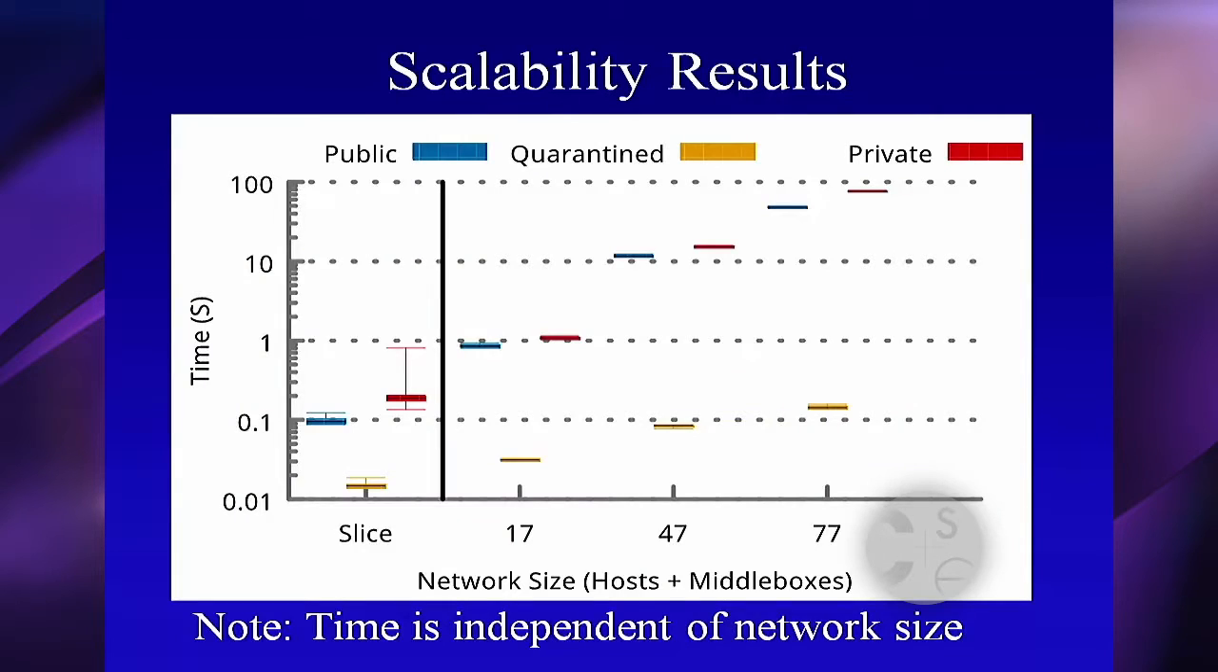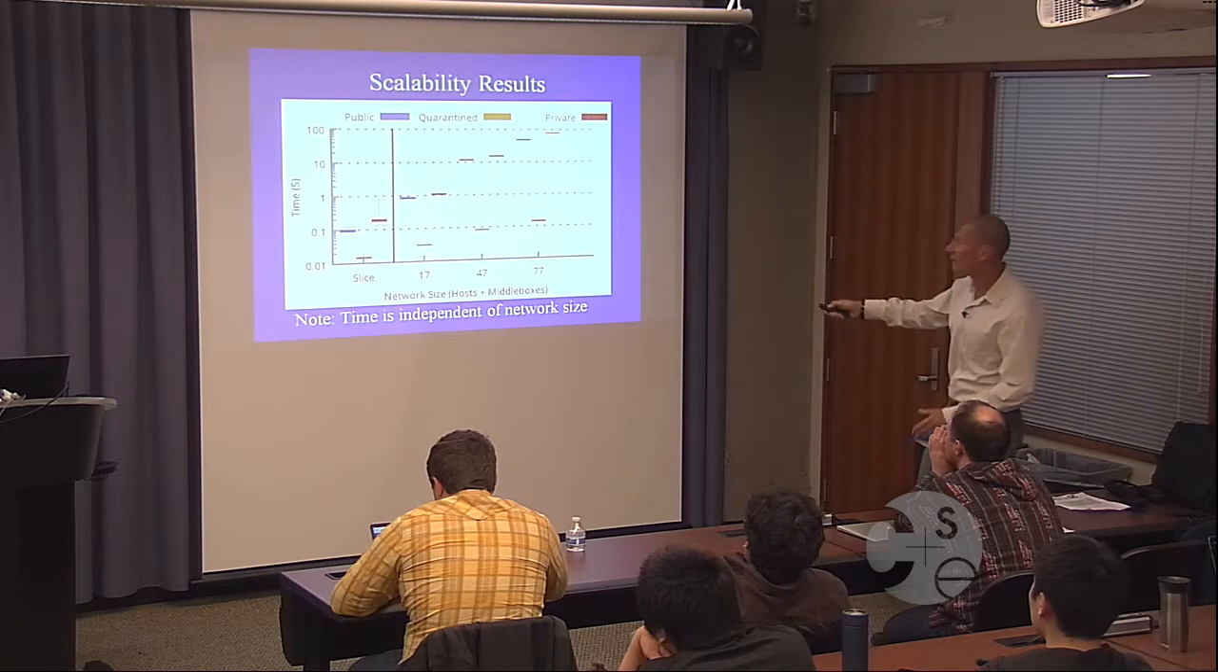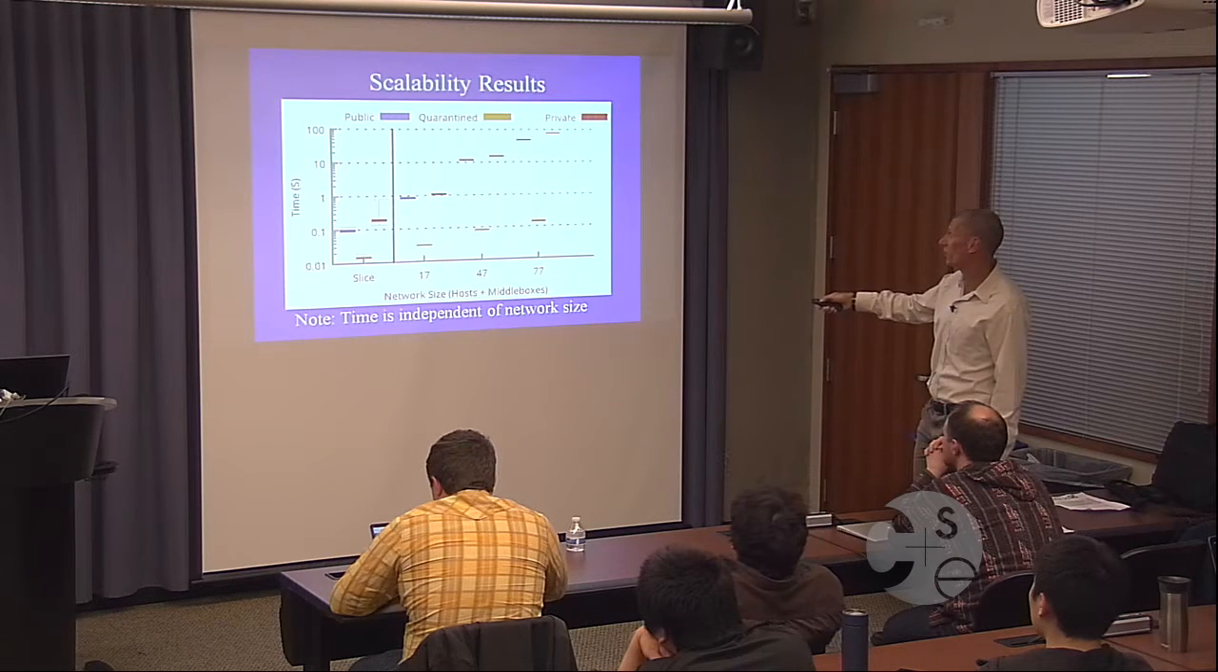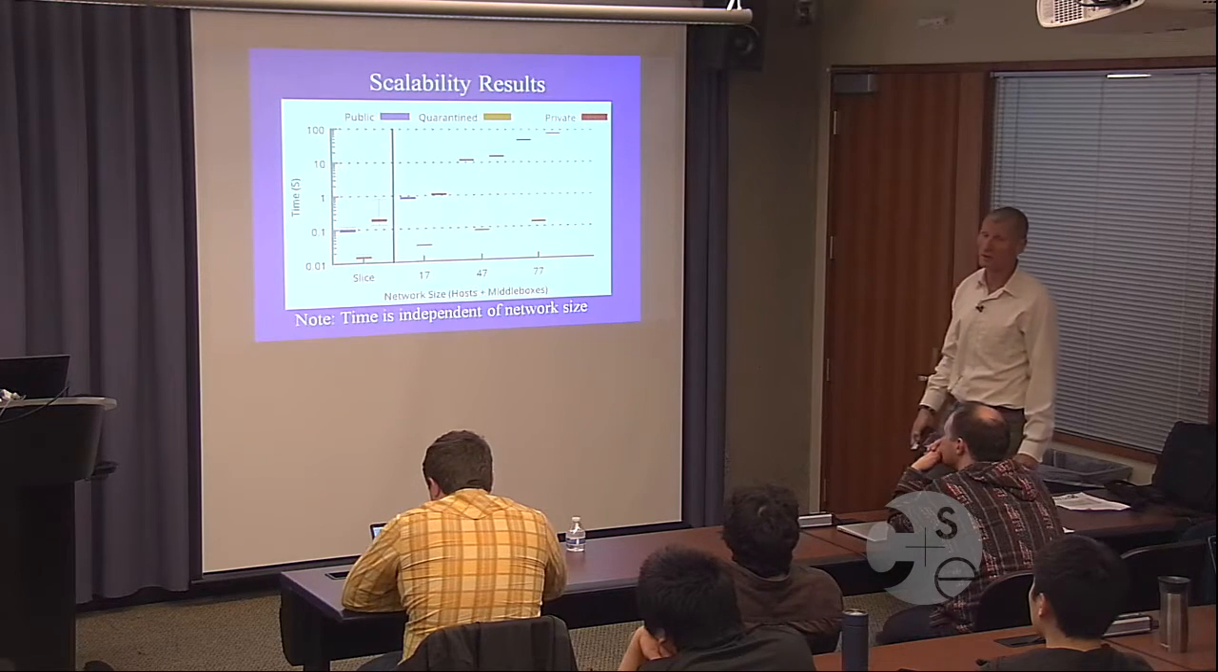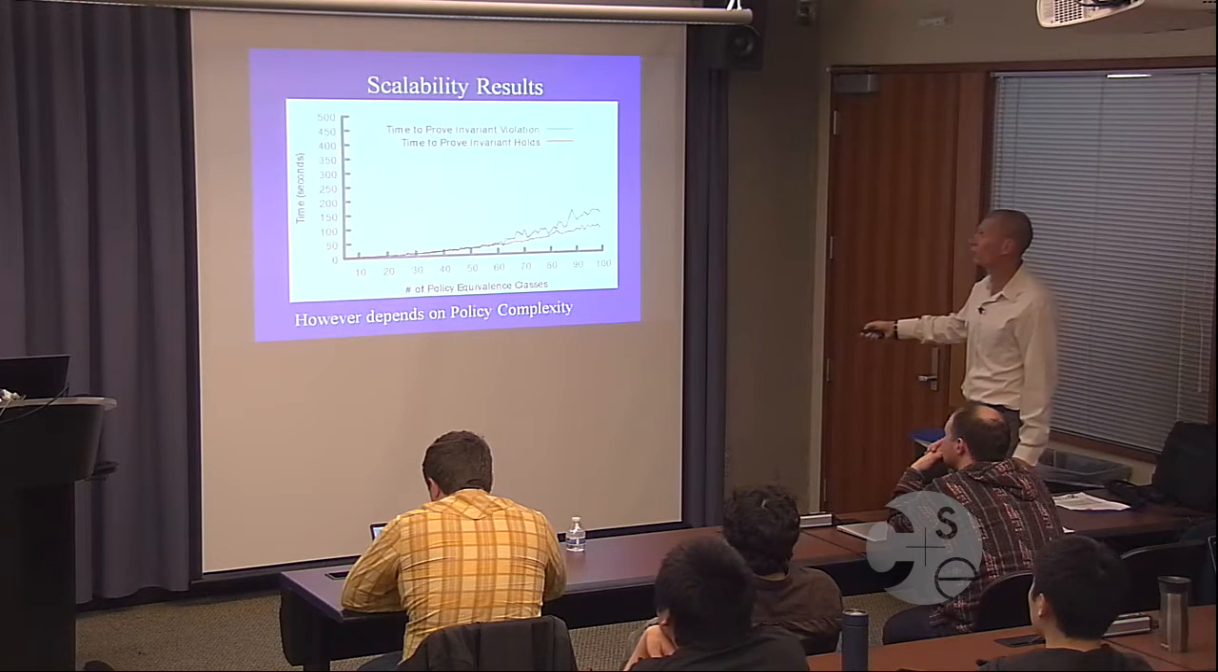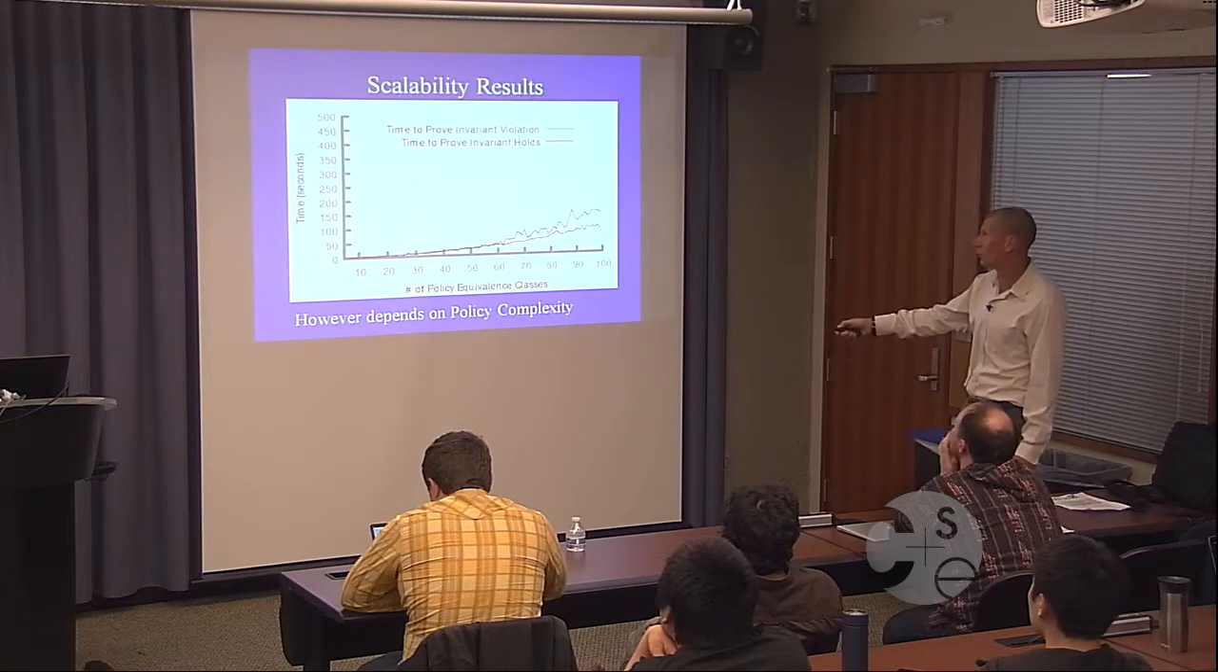What you can see is that the safety property is either public, which says that the node can talk to all nodes, quarantined, which says that the node can only talk to a few nodes, and private, which is very limited, or a more complicated topology. The interesting thing is that even when the number of hosts and middle boxes grows and the complexity of the verification becomes harder, the slice is still small. In fact, the time for checking these slices is independent of the network size, but of course, it depends on the complexity of the topology.